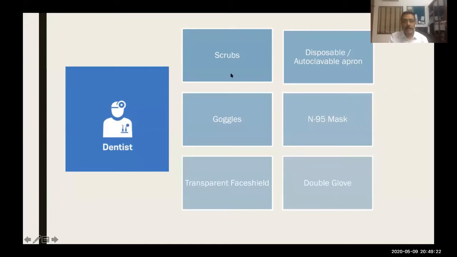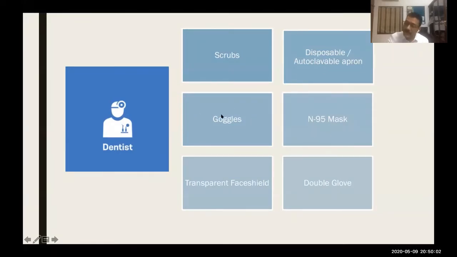First is the scrubs. When you're dressing up, what I have seen out of all the presentations and webinars and articles, they are telling that if you are going to have regular scrubs which you wear to your office, that is best, because once you finish your work, you can just simply remove it. You can soak it inside the detergent or 1% sodium hypochlorite solution instantly and walk away from there. It is your choice to either have a disposable apron, or an autoclavable apron on top of these scrubs.